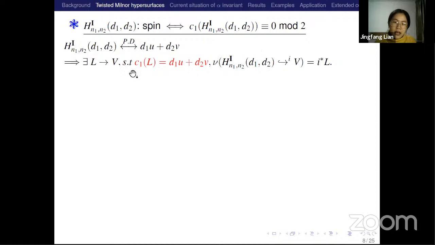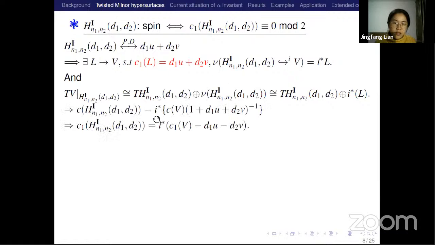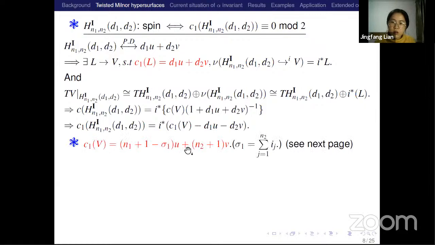With the normal bundle clear, and the twisted Milnor hypersurface being a submanifold of V, we know that the tangent bundle of V restricted to the twisted Milnor hypersurface is isomorphic to the tangent bundle of the twisted Milnor hypersurface plus its normal bundle. Therefore, we can get the Chern class of the twisted Milnor hypersurface, expressed by the Chern class of V and the Chern class of L, where L gives its normal bundle. Thus its first Chern class is just the first Chern class of V minus d1 u minus d2 v. On the next page, I will explain in detail why the first Chern class of V takes this form.